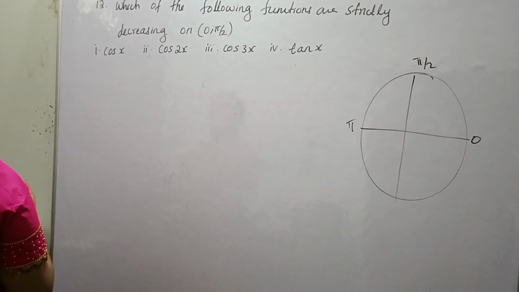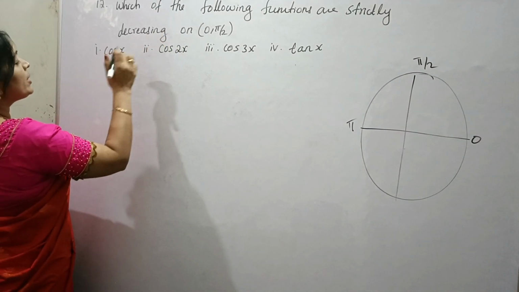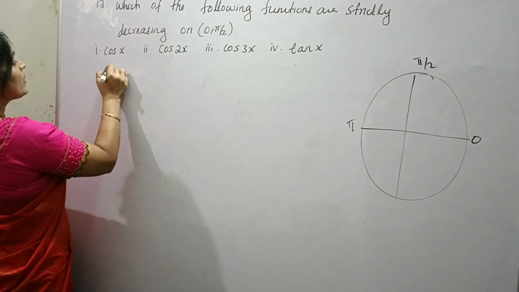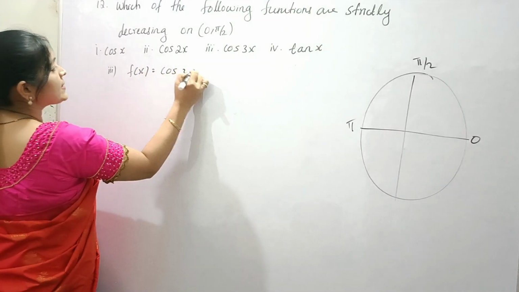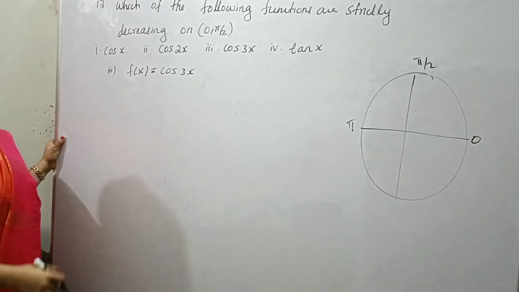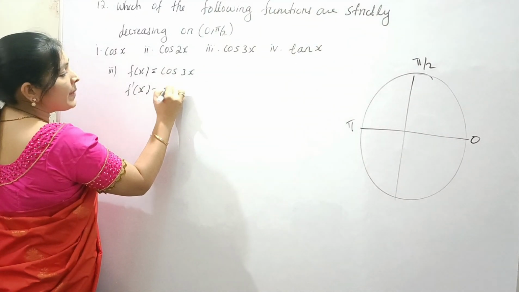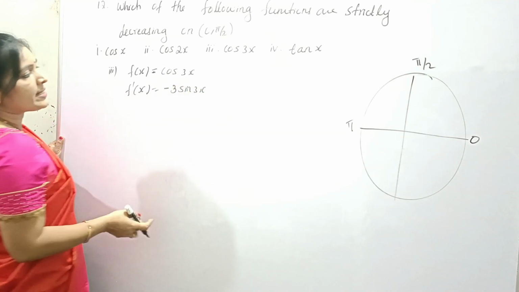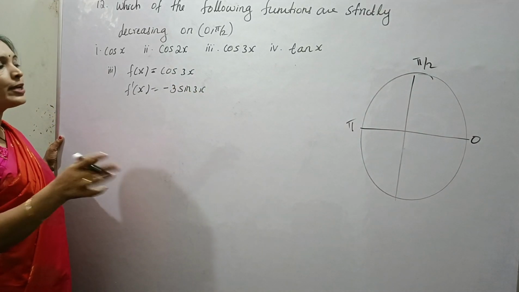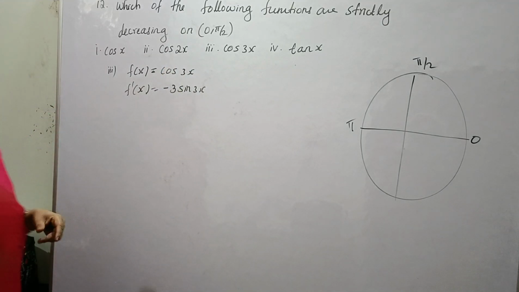Let's check the third one, whether the function is decreasing or increasing in the interval 0 to pi by 2. f of x is equal to cos 3x. So what is f dash of x? Minus 3 sin 3x, right? Derivative of cos 3x is minus sin 3x into derivative of 3x, which is 3. So minus 3 sin 3x.